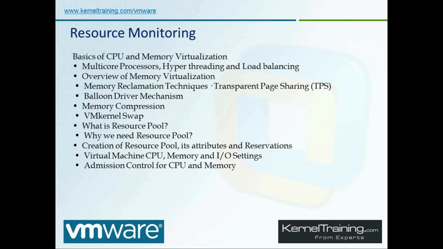Next, memory compression. As I told you, defragmentation, fragmentation, all those things. Then VMkernel swap: what should be the swap size? And what is the resource pool? Resource pool, as I told you, is the feature where if you want to reserve some memory for the virtual machine, or limit only this much memory to the virtual machine, and share the memory between two or three virtual machines, then we have the concept called resource pools. So how do we create it? How do we do it? We do it in the practical itself.